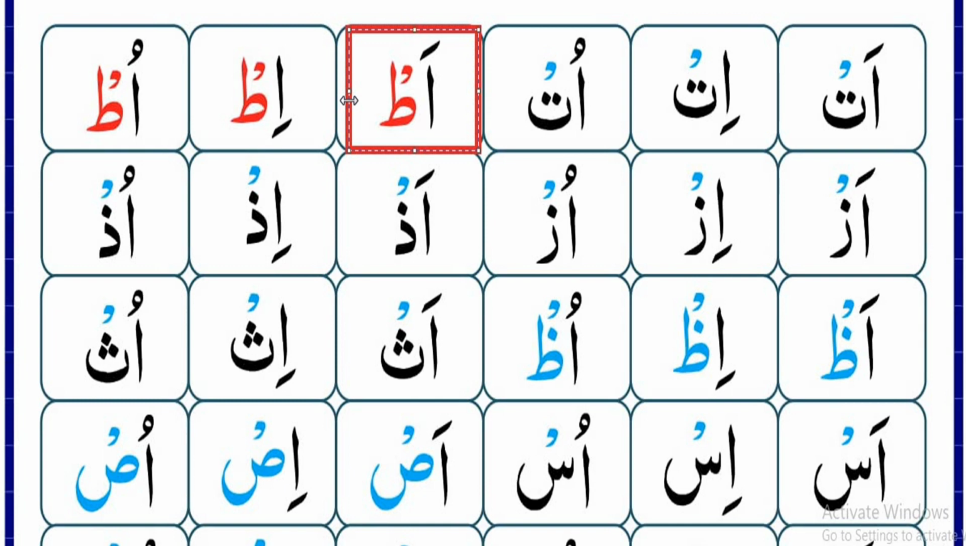Or for example, qul huwallahu ahad, Allahu samad. All these are qalqala sounds. Qalqala letters are basically five letters, and those are qaf, ta, ba, jim, and dal. So you do qalqala on these letters, and if these letters are sakin, then the qalqala sound is more clear, like ato, eto, otto.